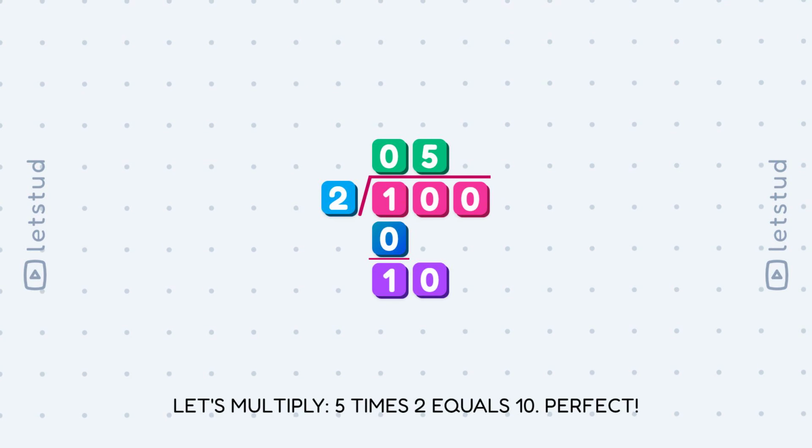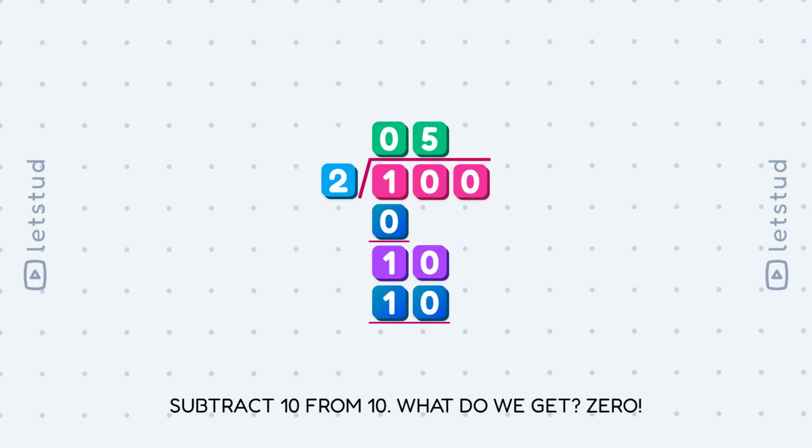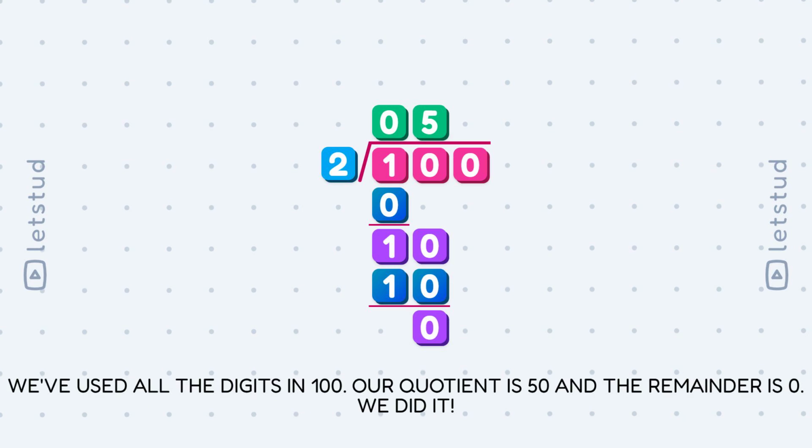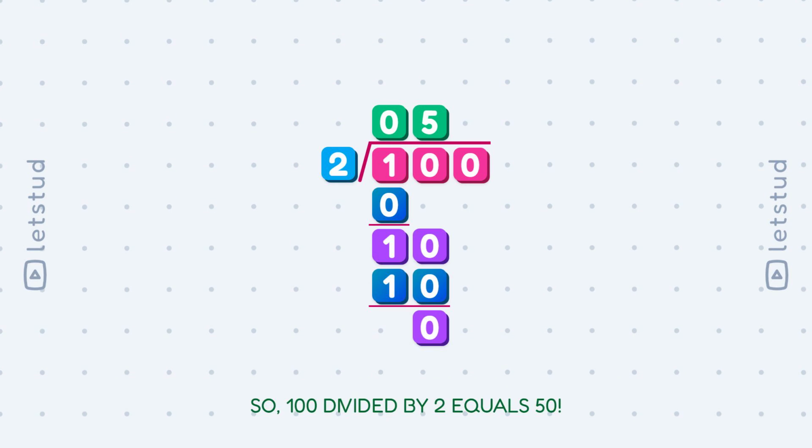Perfect. Subtract 10 from 10. What do we get? 0. Woohoo, you're doing fantastic. Almost there. We've used all the digits in 100. Our quotient is 50 and the remainder is 0. We did it. So, 100 divided by 2 equals 50.